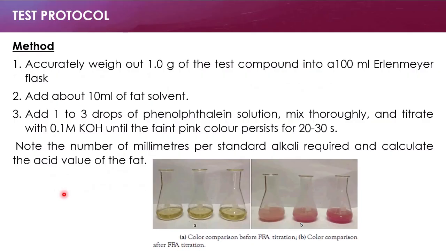The method. 1. Accurately weigh 1 gram of your test compound, which is your lipid, into a 100 ml Erlenmeyer flask. Add about 10 ml of the fat solvent. Add 1 to 3 drops of phenolphthalein solution. Mix thoroughly and titrate with 0.1 molar potassium hydroxide until the faint pink color persists for 20 to 30 seconds.